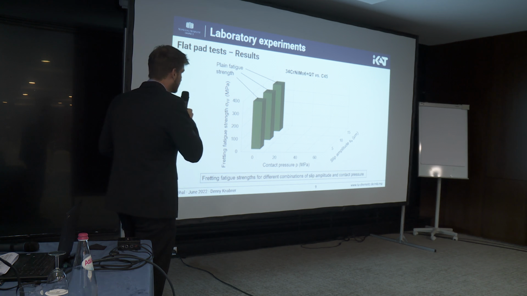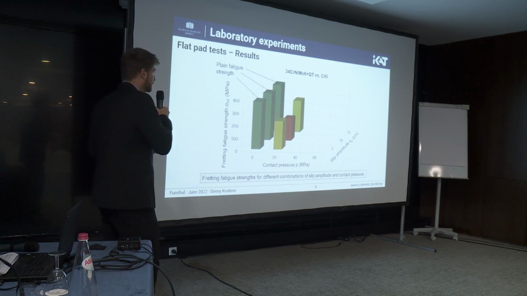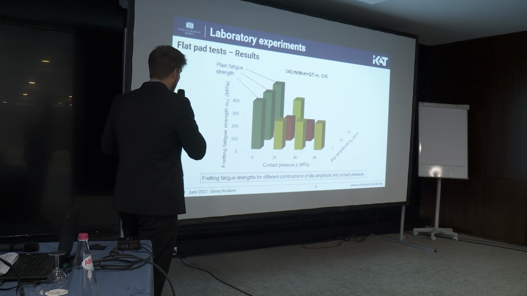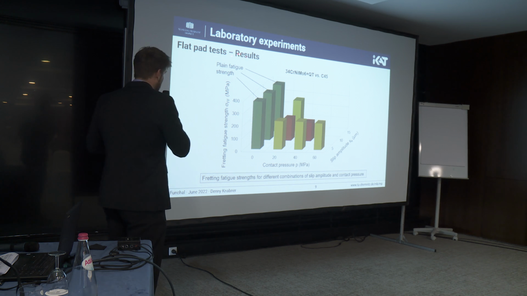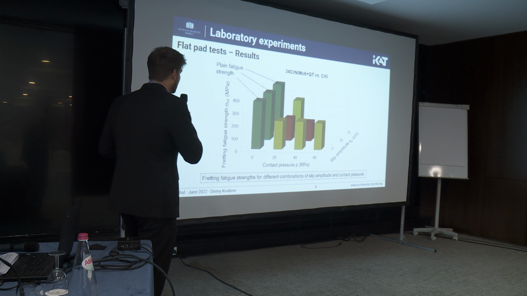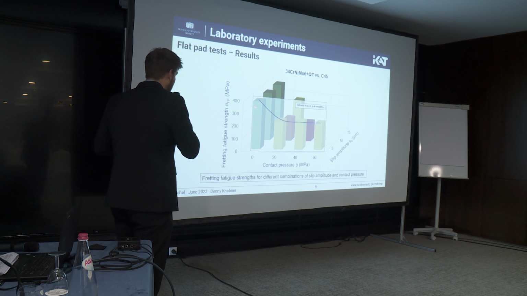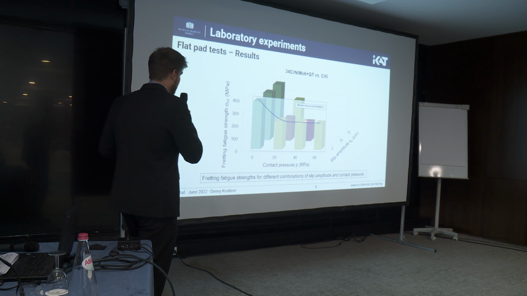And the results of this you can see here. We have fretting fatigue strength for different combinations of slip amplitude and contact pressure. These green bars you see here are our plain fatigue strength for a contact pressure of 0. From this we can see exactly the behavior I mentioned in the beginning for fretting fatigue strength versus contact pressure for constant slip amplitude. And from these three bars you can see the other behavior, fretting fatigue strength versus slip amplitude for constant contact pressure, this parabolic curve.